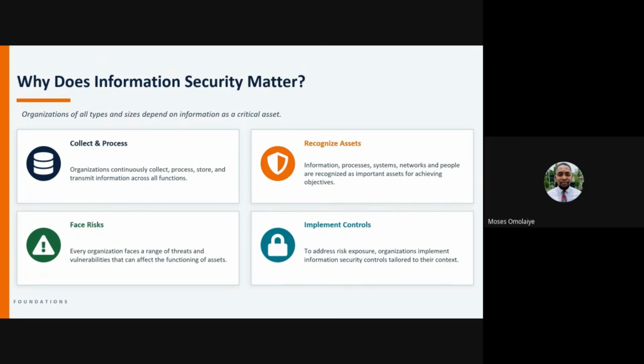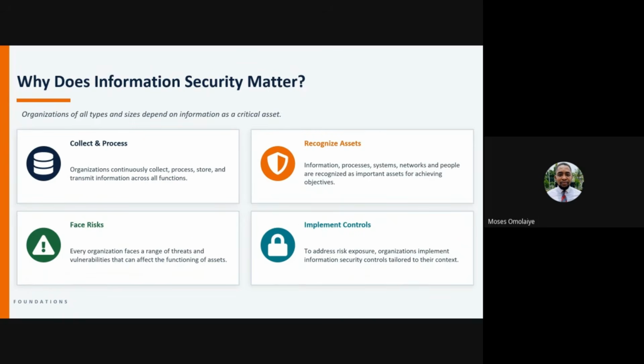And organizations would always face risks. They don't have to materialize, but they would always face risks. So every organization would, at some point, face a range of threats and vulnerabilities that can affect the functioning of their assets. So, for instance, the vulnerability of your staff not being properly trained could bring up the threat of wrong inputs and wrong processing because they are not properly trained.